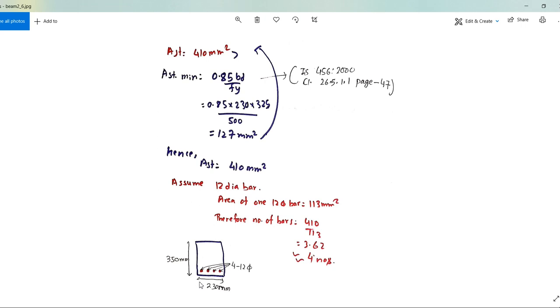The width of the beam is 230 mm and the total depth is 350 mm. This is our beam design. This is a singly reinforced beam. Now in the next section we will design the beam as a doubly reinforced beam. Thank you.